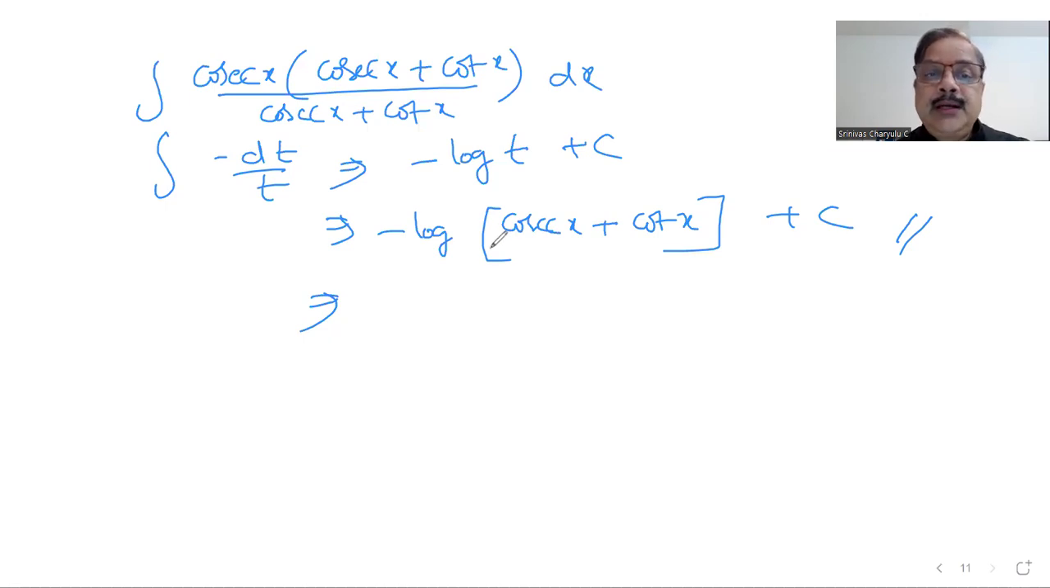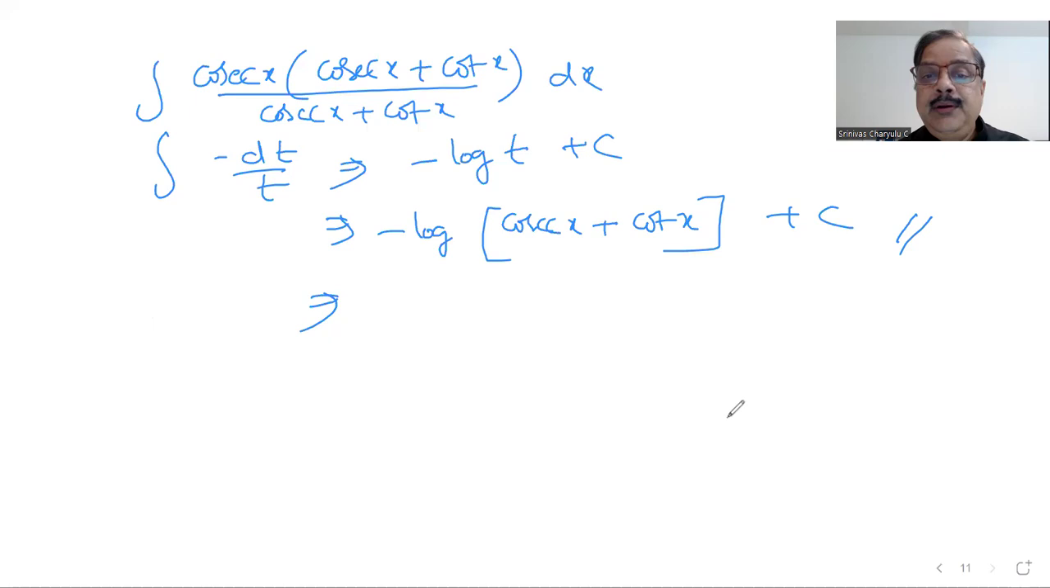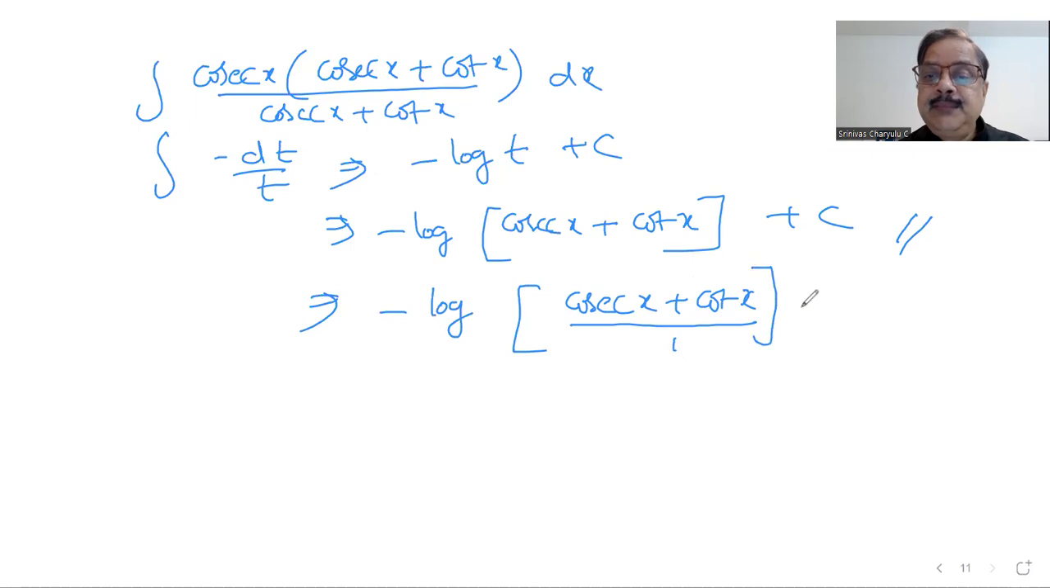Okay. If they ask us to show a specific thing, at that time we'll see what proof is required to be done. They asked like this. So what we have to do here, denominator and numerator. Cosecant x plus cot x divided by 1 you have to imagine. Then minus log cosecant x plus cot x.